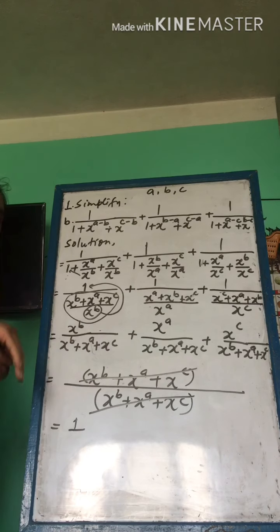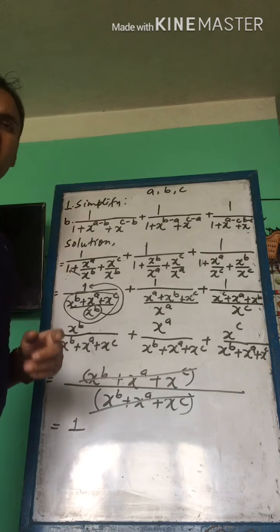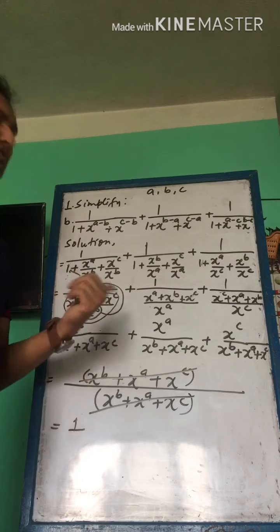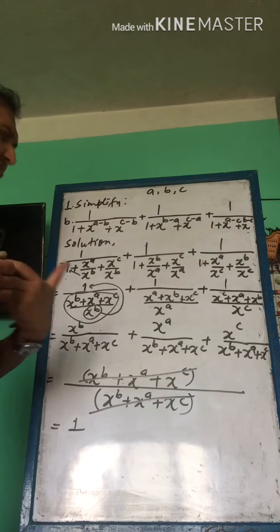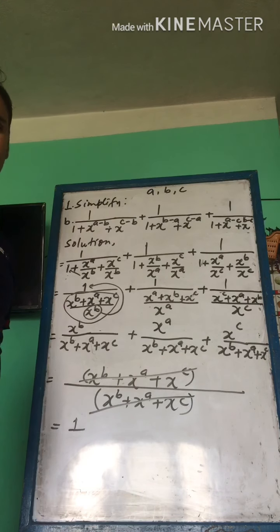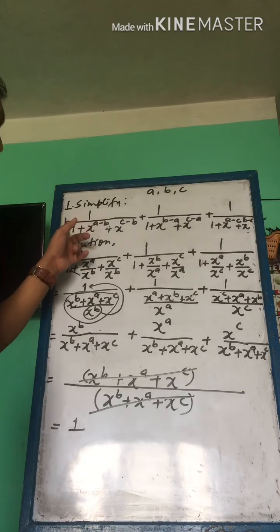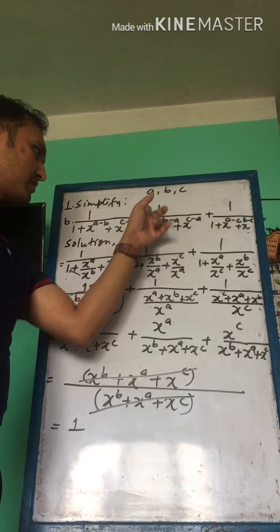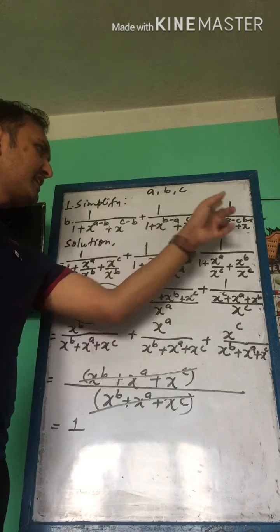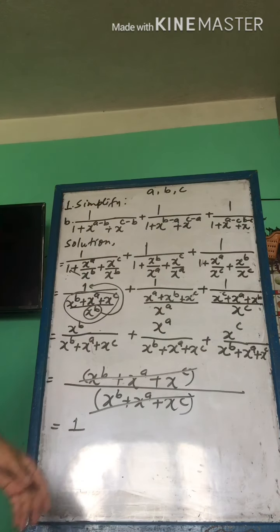Or you can do this question another way also. There are 2-3 ways of doing this, but I find this quite easy. That's why you better follow this process. Or you can multiply with minus b over here. Here multiply numerator and denominator by minus a. Here by minus c also. If you do it that way also, you will get it.